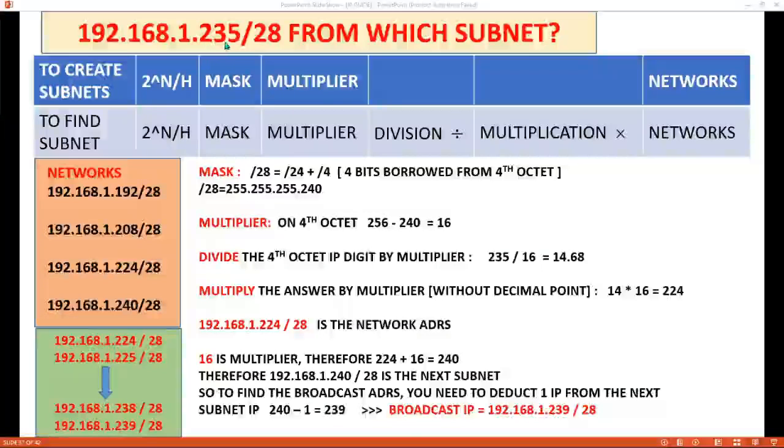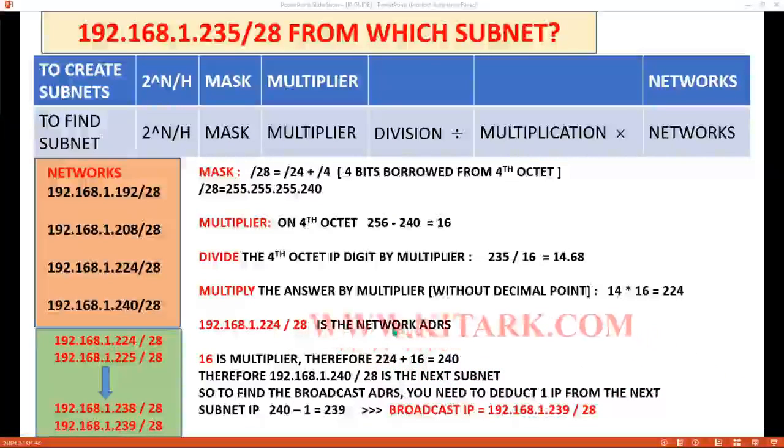You have the IP value, right, 235. You need to divide this IP by the multiplier 16. Okay. So 235 divided by 16 is going to give you 14.68. Now after the division you need to perform a multiplication. Here you don't need to use the decimal value, only the 14 you can use, without the decimal value. In full numbers just use it. So 16 times the answer 14 gives you 224. Okay. So this 224 is going to be your digit on the 4th octet.